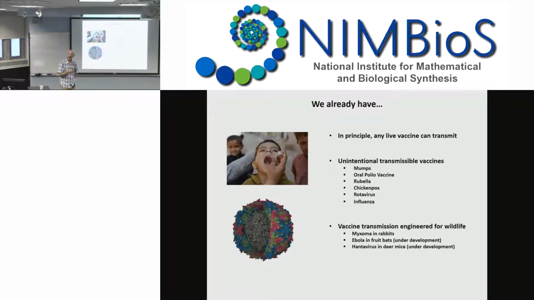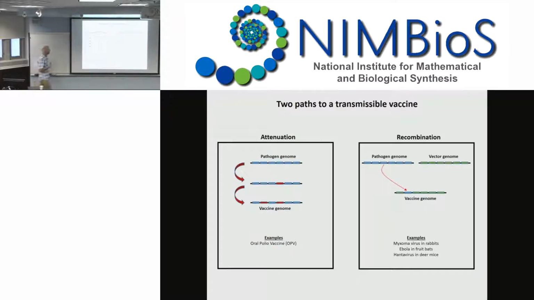There were also earlier efforts to develop a transmissible vaccine against myxoma in rabbits, and that's the only one that I know of that has been intentionally developed and was actually taken all the way through to field trials and shown to work. So this isn't science fiction. We've already developed transmissible vaccines. There's two ways in which this can be done.